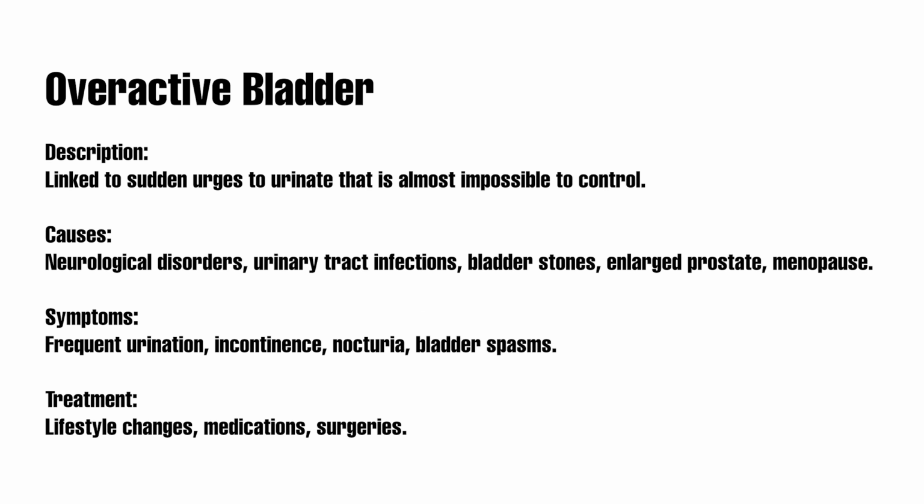Second to last on our list is overactive bladder. This condition is linked to sudden urges to urinate that are almost impossible to control. Causes include neurological disorders, urinary tract infections, bladder stones, enlarged prostate, and menopause. Symptoms include frequent urination, incontinence, nocturia, and bladder spasms. Treatment options include lifestyle changes, medications, and surgeries.